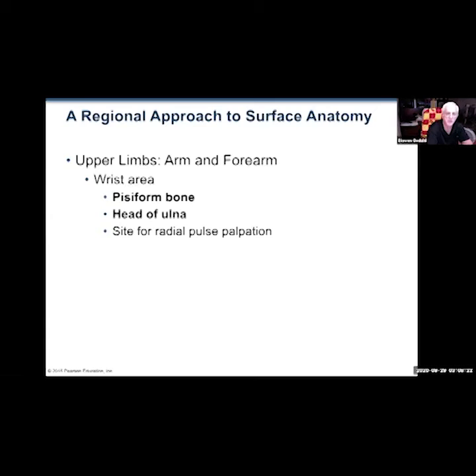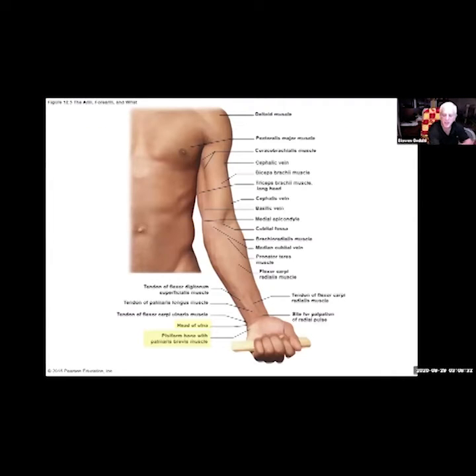Okay. In the wrist area, you have the pisiform bone and the head of the ulna that you can see, and the site for the radial pulse palpation. You see the head of the ulna popping out on the inside of the wrist, on the side of the little finger. This is the head of the ulna. And this is the pisiform bone with the palmaris brevis muscle that attaches to the wrist right there. And again, just remember the bones and look underneath for the external markings.